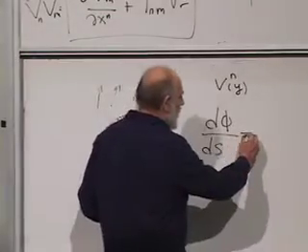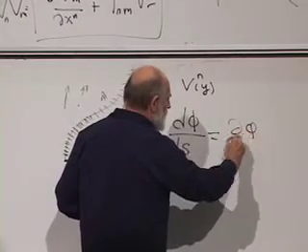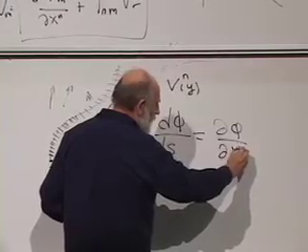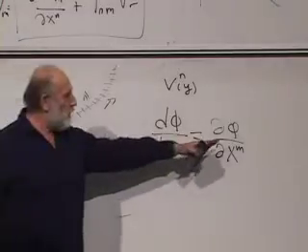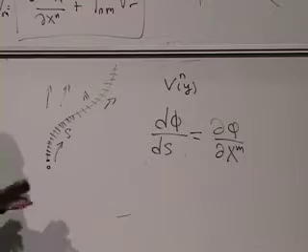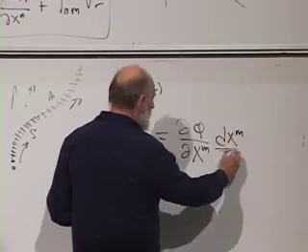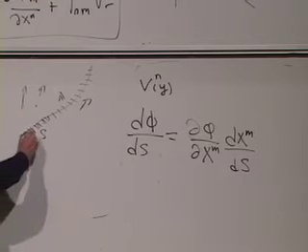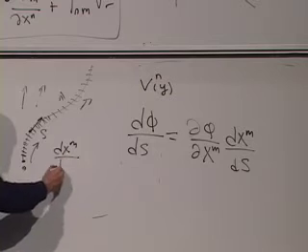Well, if I know how phi varies throughout the geometry, I just write d phi by dx^m, let's say. That's the partial derivative. And then what do I do to make it into the derivative along the curve? We multiply it by dx^m by ds. So everywhere along the curve, there's an object dx^m by ds.